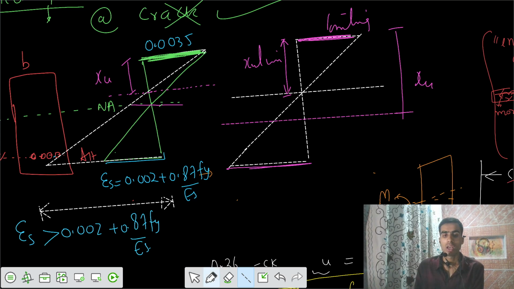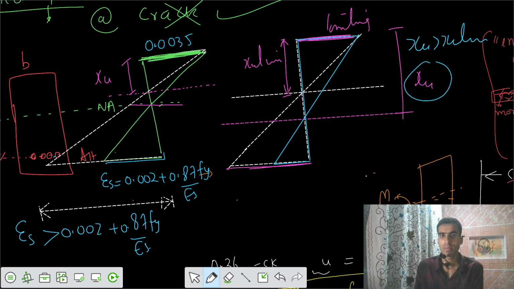Now let's try to keep one of the sides fixed. Let's keep the strain in concrete fixed, and then finally join the curve. From this side, this is our zero neutral axis, where the strain at the neutral axis is 0, and finally I would join the curve in this way. So our strain diagram became like this. This is our strain diagram for XU greater than XU limiting, the blue diagram.